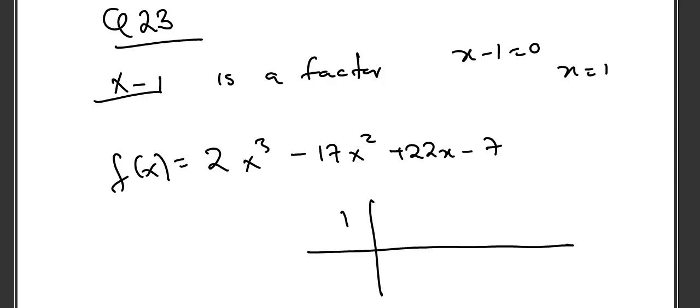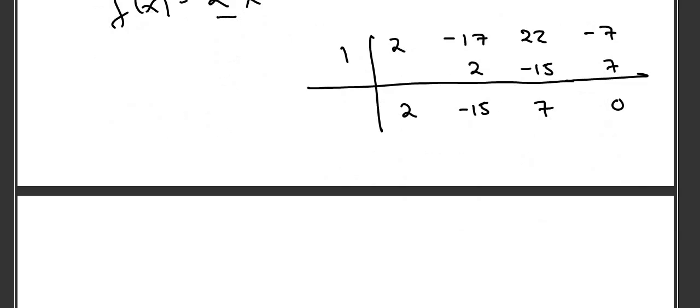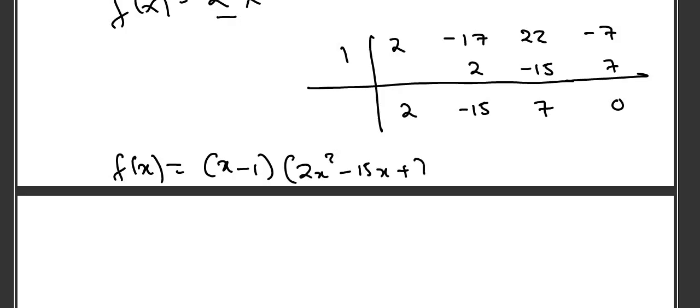Then write down these guys here, the coefficients, which is a 2. Then negative 17, then 22, then negative 7. We're just going to use synthetic. This is going to be 2. This is going to be negative 15. This is negative 15. This is going to be 7. It's going to give us a 0. So already we're saying x minus 1 is equal to this guy here, 2x squared then minus 15x then plus 7. This is not solving, so we'll just leave it like that. The remainder is 0, so even if you say plus 0, it doesn't change anything.